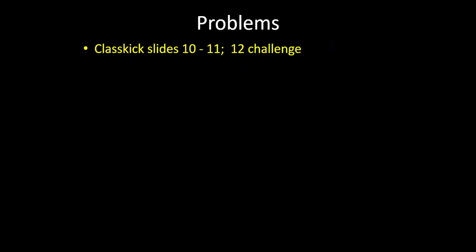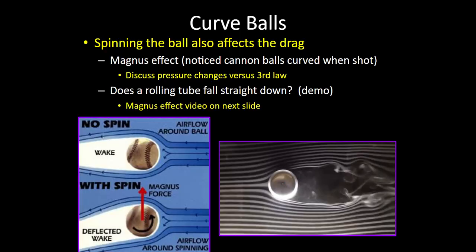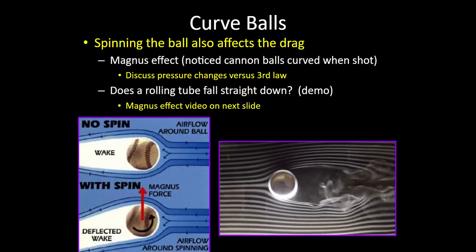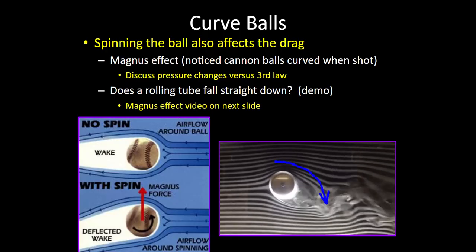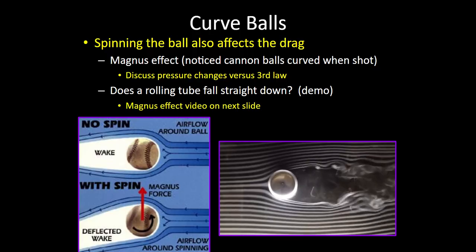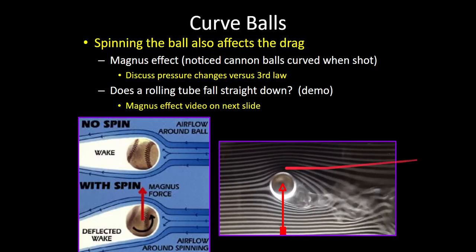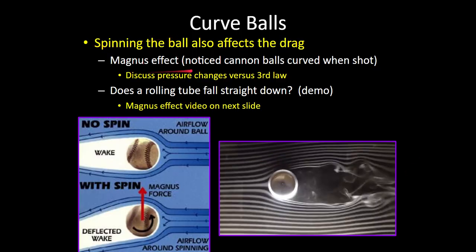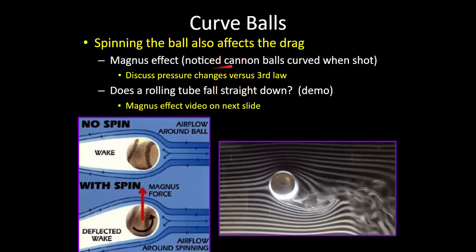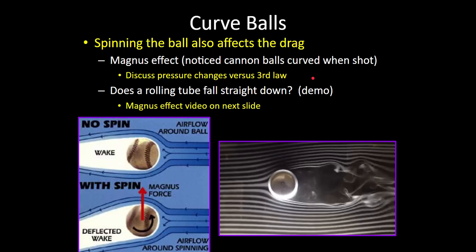And then we're going to do some class kick slides. We'll come back to problems later. But here, curveballs. This is interesting. This also deals with Newton's third law, but it's called the Magnus effect. Magnus noticed it when he was shooting cannonballs, and he saw that they were curving when they shot.